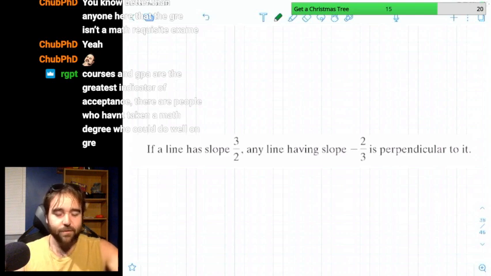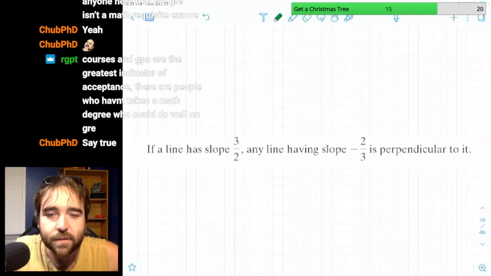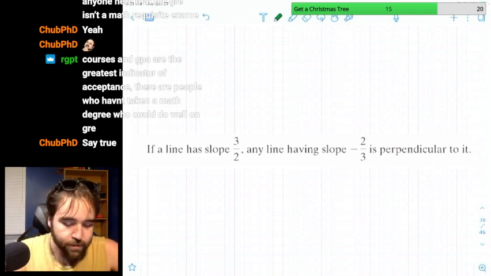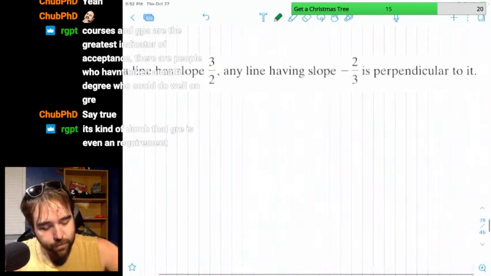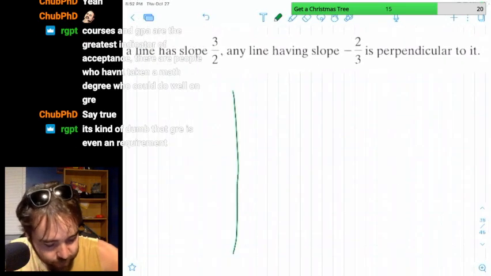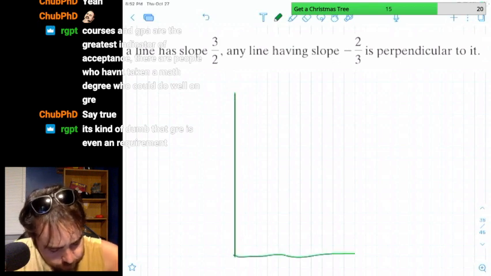In fact, but we're trying to do every example, so we'll talk about it. And I could have just said this, but if a line has a slope of 3/2, any line having a slope of negative 2/3 is perpendicular to it. How can we prove that? Can we prove that? I've never thought about that, but let's see.